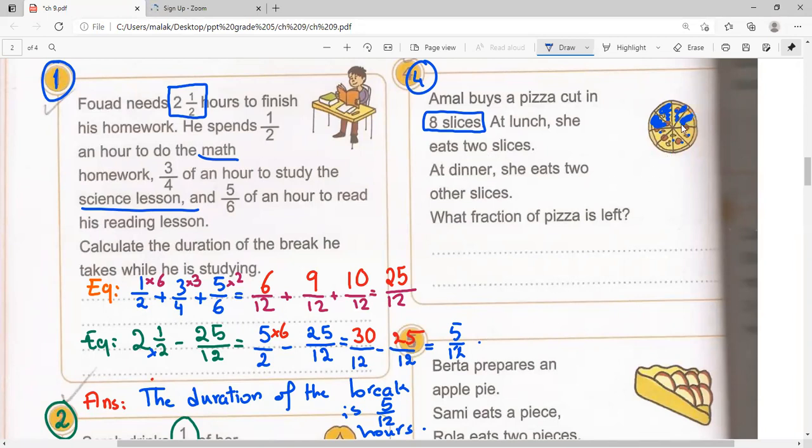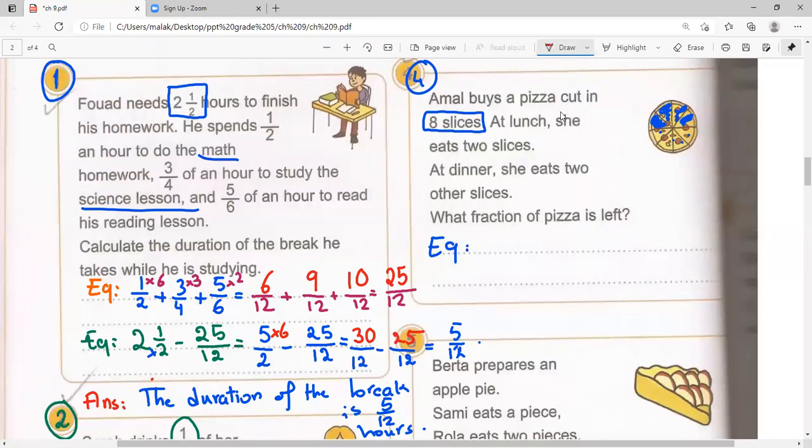4/8. Okay, so she ate at lunch and at dinner four pieces. So how many pieces are left? Four out of how much? Eight, because the total number of equal parts is eight. Excellent. Now I have to write it. We will write it as an equation. How do we write it as an equation? If we look at the figure, four parts are left out of eight. But now we need to write it as an equation. How will we write it?